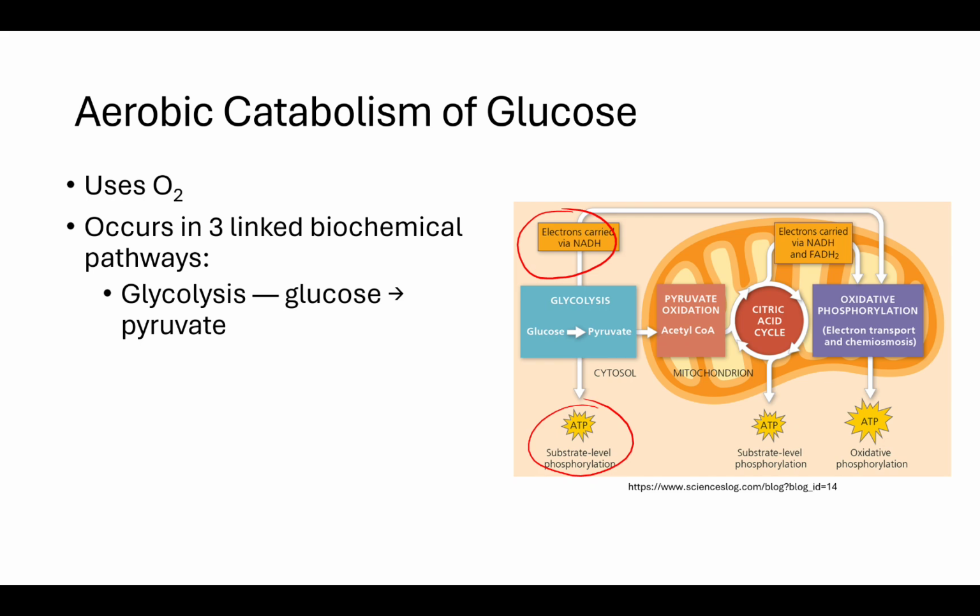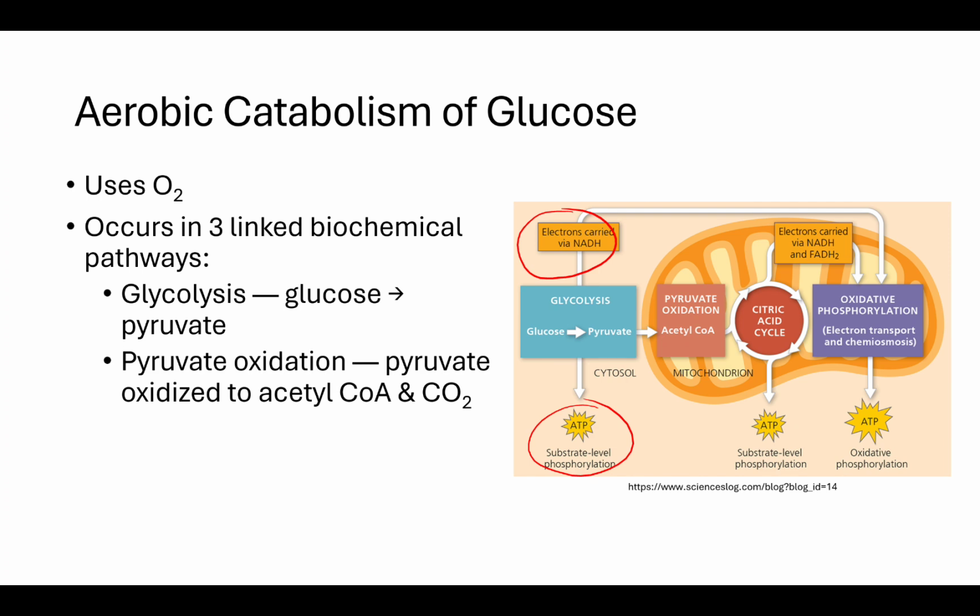All right, and then what happens is you have something called a link reaction or pyruvate oxidation. You're going to take that pyruvate and you're going to convert it into something called acetyl-CoA. Acetyl-CoA is going to have two of those carbon atoms from the original glucose molecule, and then you're going to end up releasing one carbon atom in the form of CO2.